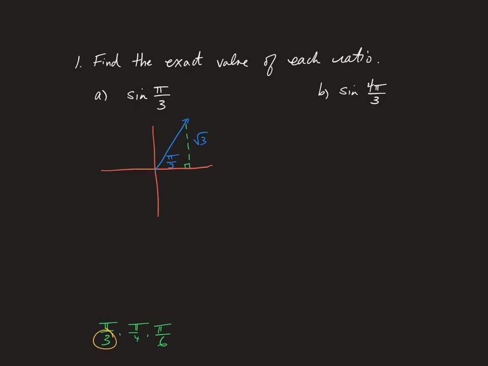Well, now that I have that side, I can fill in the rest of the sides of my triangle. I know that my adjacent side would be a 1 and my hypotenuse would be a 2 because the 2 is the longest length. Now that I have my triangle labeled, I can calculate my sine ratio. My sine ratio is opposite over hypotenuse, and there we go.